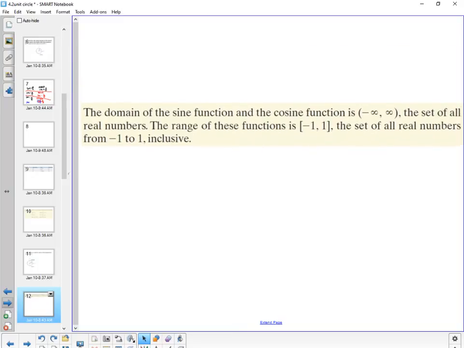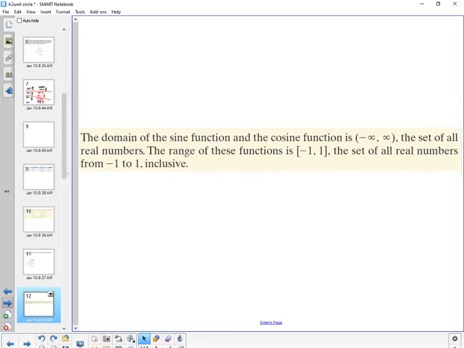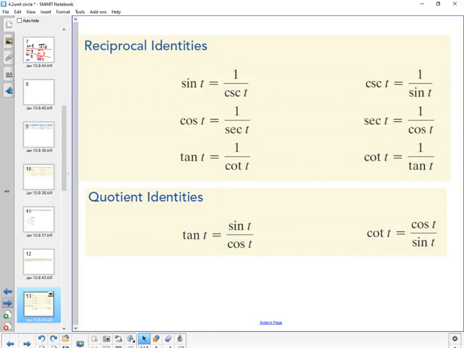Domain, guys. Domain of the sine function, or sine and cosine: negative infinity to positive infinity. The range is negative 1 to 1. We'll talk about later why that makes sense. We did the reciprocals.